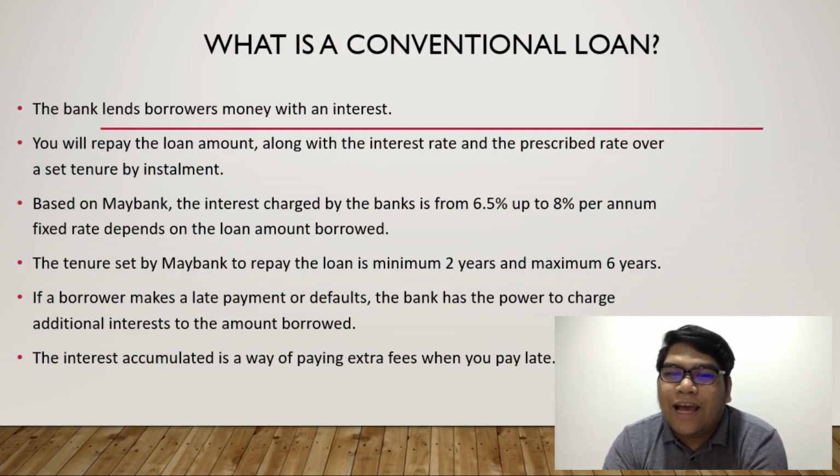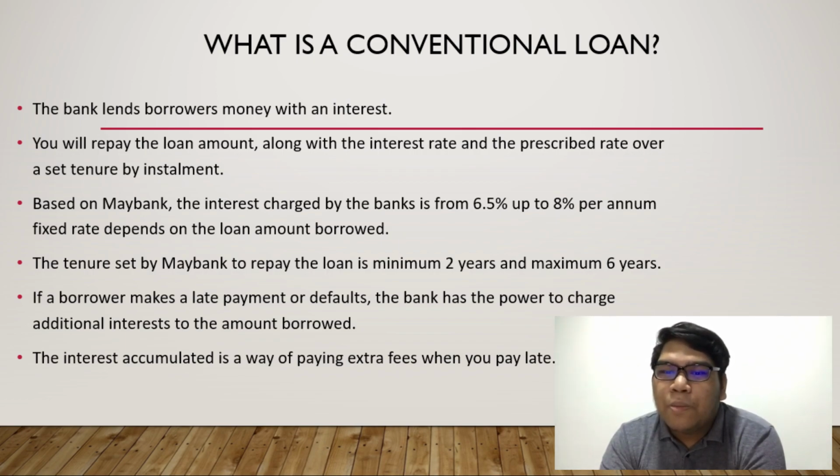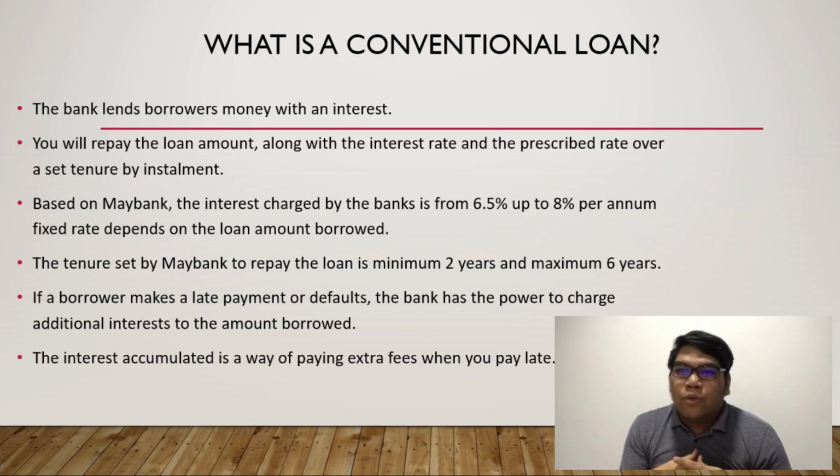Assalamualaikum and hi. In this video, I would like to talk about what is a conventional loan and its benefits along with an example. What is a conventional loan? In a conventional loan, the bank lends borrowers money with an interest. Then, banks earn a profit from the interest charged on the amount borrowed.